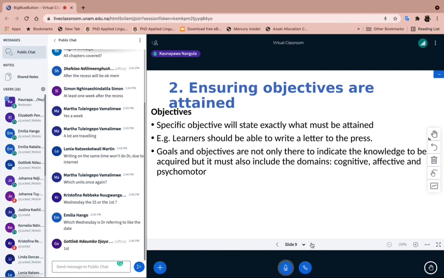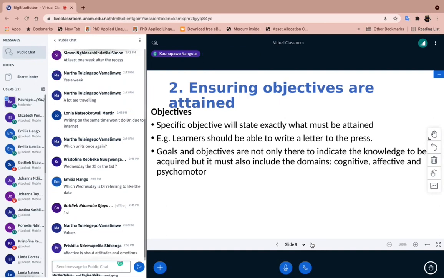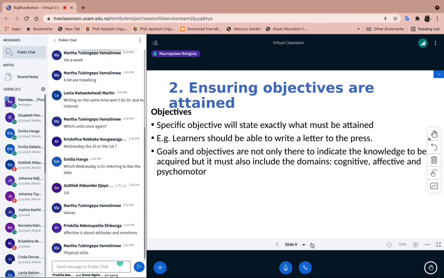What is affective about? Anyone? Affective and psychomotor. Affective is about? Maybe emotions? Yes, it has everything to do with emotions, and values, yes. Affective has to do with attitude, emotions, values, all that. And then how about psychomotor? Yeah, physical skills. All right, good.